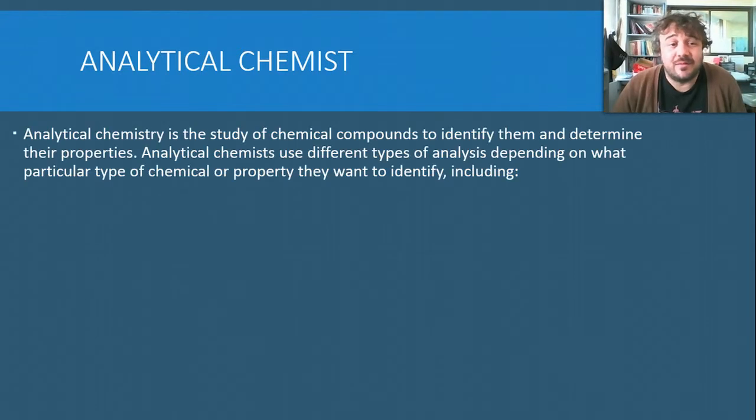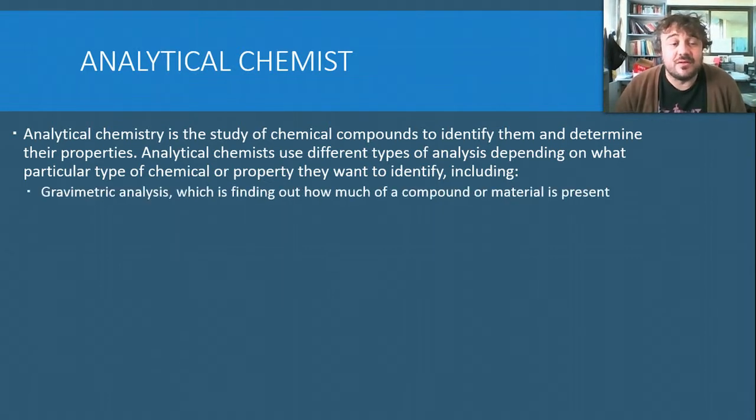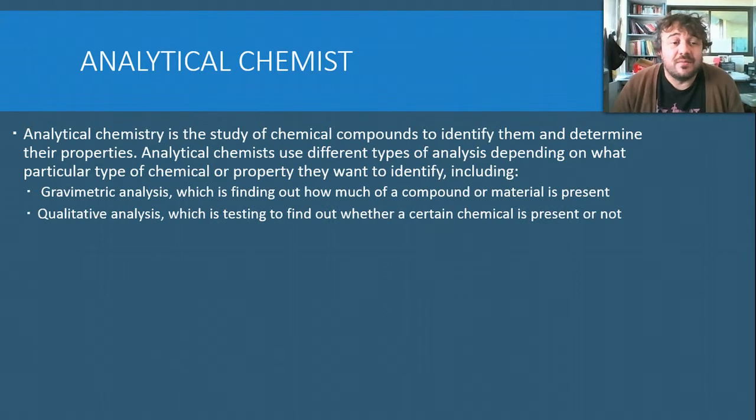All right. So what is an analytical chemist? Well, basically, analytical chemistry is the study of chemical compounds in identification and determining the properties. And once you know the properties, you can actually use those to identify certain chemical compounds. So analytical chemists, they'll use different types of analysis depending on what it is that they're doing. These can include a gravimetric analysis, which is essentially knowing how much of something. Gravimetric is to do with its mass. You've got a qualitative, which we can use to work out whether certain chemicals are present. So you're working on the qualities of it.